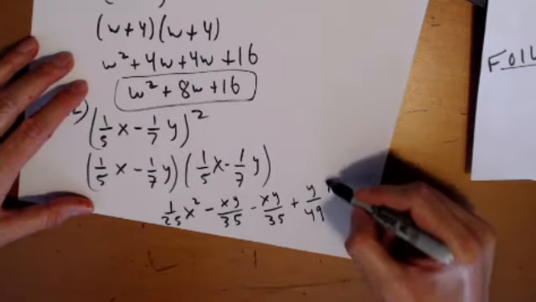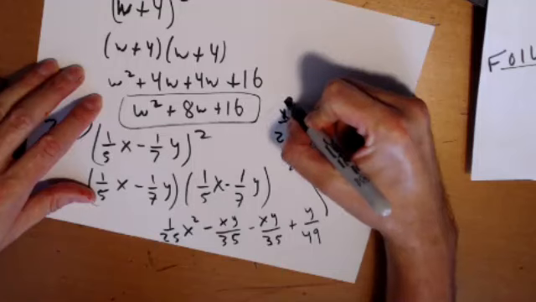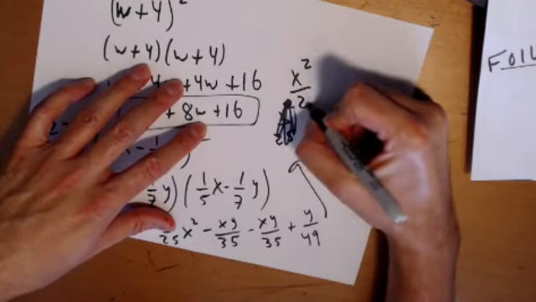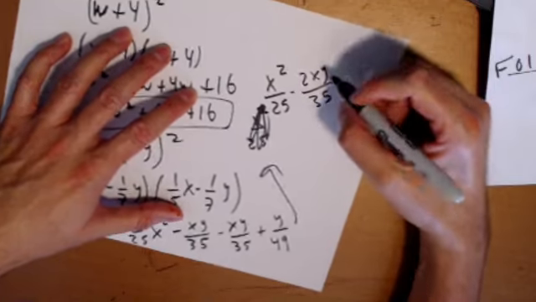Okay, clean this up a little bit. So you have 1 over 25. Sometimes you don't put the 1 there. I put 1/25 x squared, but sometimes I'll just put x squared over 25. X squared over 25, minus xy over 35, so that's 2 of them. Minus 2 of these xy's over 35. Does the 2 and 35 reduce? No, so leave it alone.